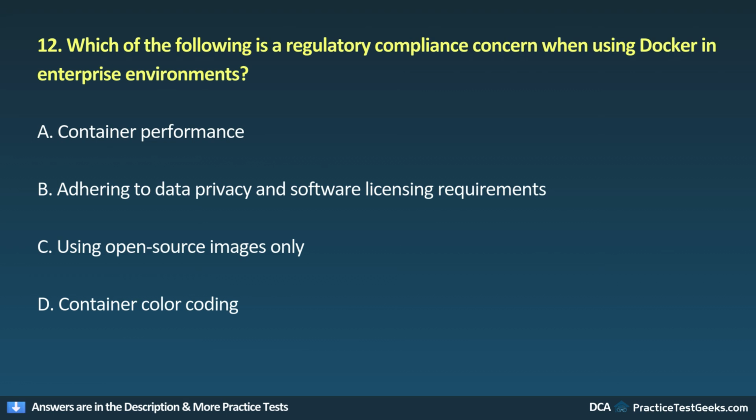12. Which of the following is a regulatory compliance concern when using Docker in enterprise environments? A. Container performance. B. Adhering to data privacy and software licensing requirements. C. Using open source images only. D. Container color coding.